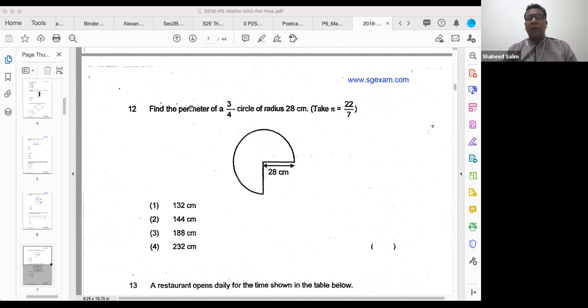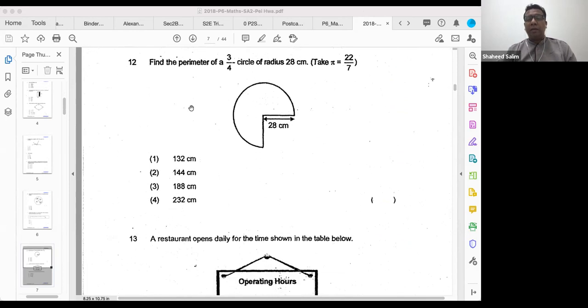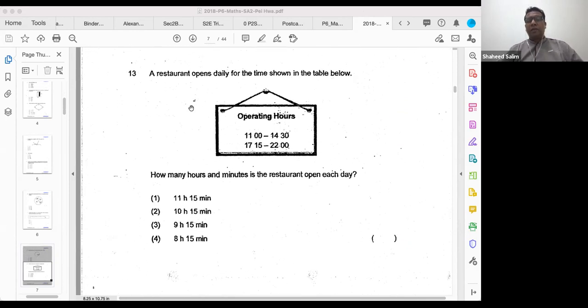All right. Perimeter and hold on. We try question 13 now. A restaurant opens daily for the time shown in the table below. How many hours and minutes is the restaurant open each day?